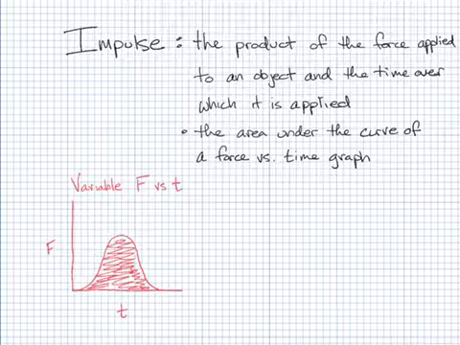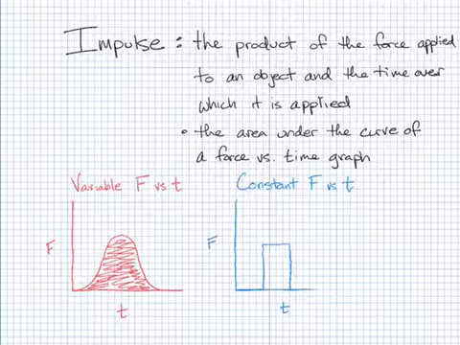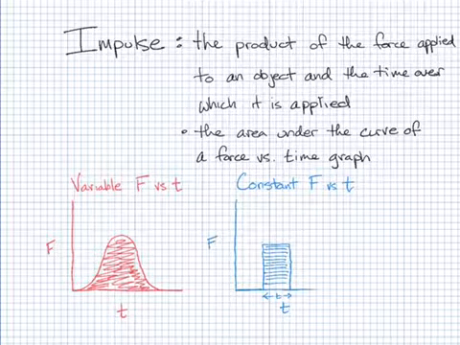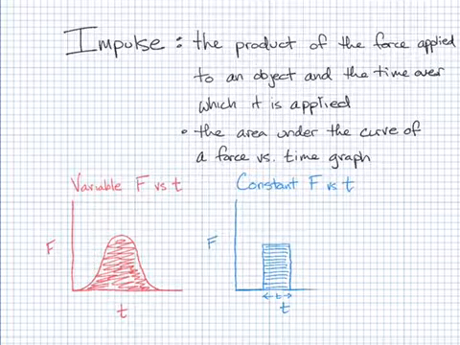Now let's look at what a constant force versus time would look like. So for the second graph here on the right, we can see it's simpler. We have a force that is constant, applied over a certain amount of time that we see from here to here, t. And then once again, the impulse is going to be the area under this curve, but the area under this curve happens to be a rectangle.